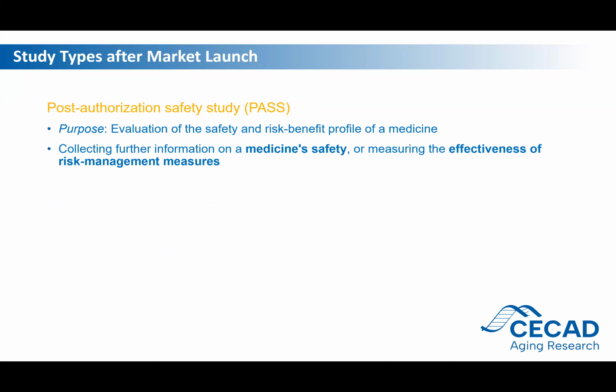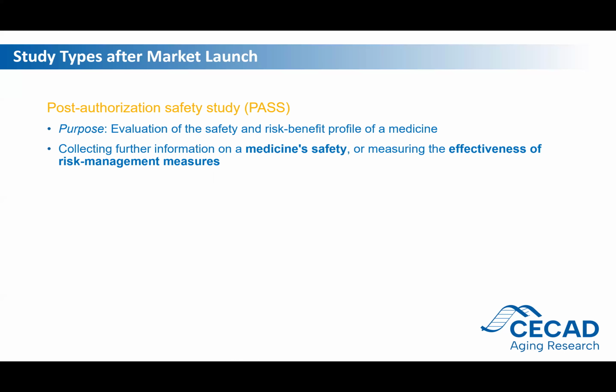Firstly, there is the post-authorization safety study, where the purpose is to evaluate the safety and risk-benefit profile of a medicine. So we have the market authorization, it goes to thousands of people. And in this phase 4 environment, we can just do a study like that to see more details about safety and risk-benefit. We can, with this, collect further information on the medicine safety.